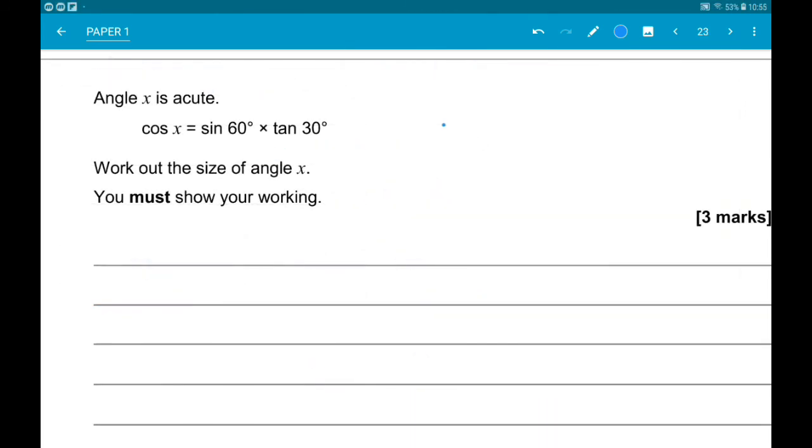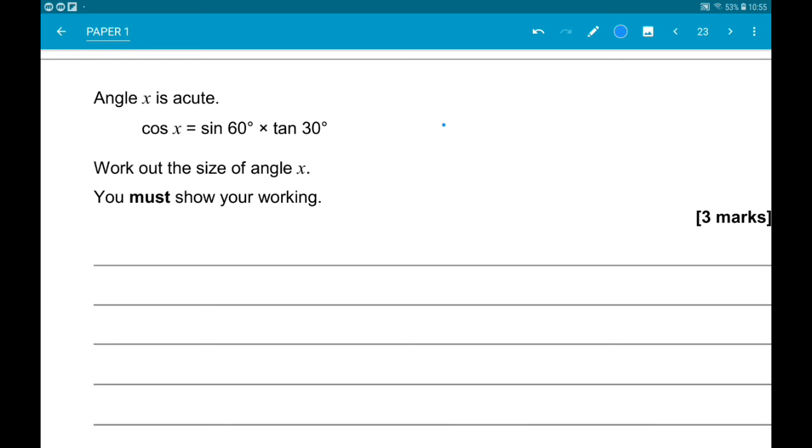Now the final question, we have exact trig values, so if you don't know how to work them out, check out my playlist down below. It's brand new, there's exam questions in there too, so if you need them, go there. So angle x is acute, so between 0 and 90. Cos x is sine 60 times tan 30. Work out the value of x.